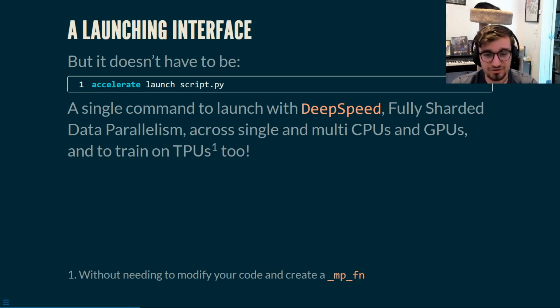And the answer is accelerate launch script.py. So with a single command, you are able to launch with DeepSpeed, fully sharded data parallelism, multi-CPU, multi-GPU, and TPUs. And the nice thing here as well, if you train on TPUs, generally you have to create a function called a map function, this _mp_fn. With Accelerate, it's able to just pick up your main function and work with it regardless. Which helps in this idea of making sure every single thing in your script works on every single platform.